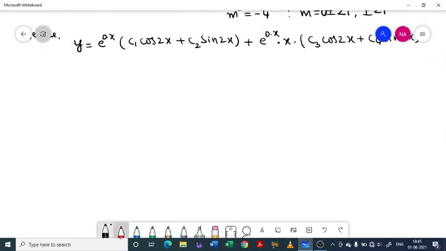Next, problem C. So the given equation is D power 4 plus 64 times y equal to 0. One thing I observe from the last batches, that generally students try to write this as m power 4 plus 64 equal to 0, and then m power 4 equal to minus 64.